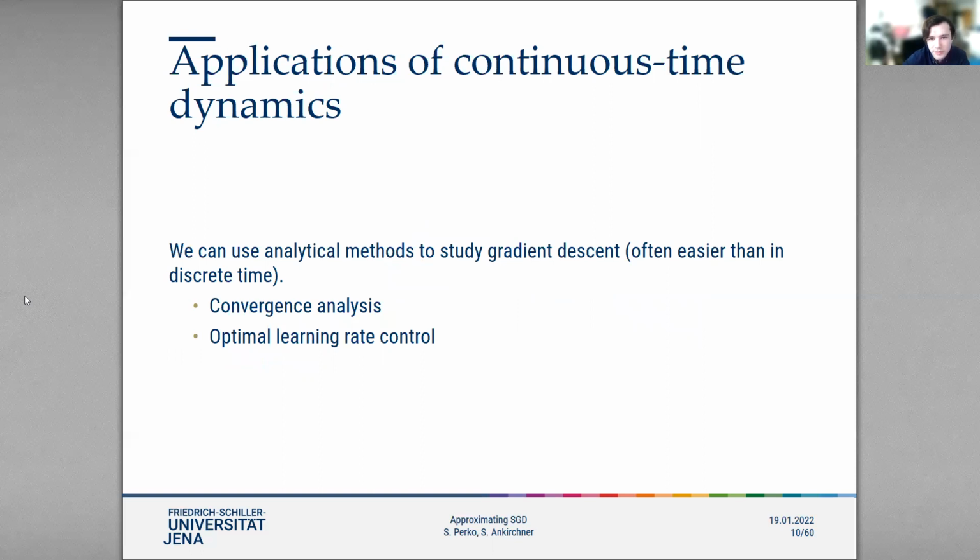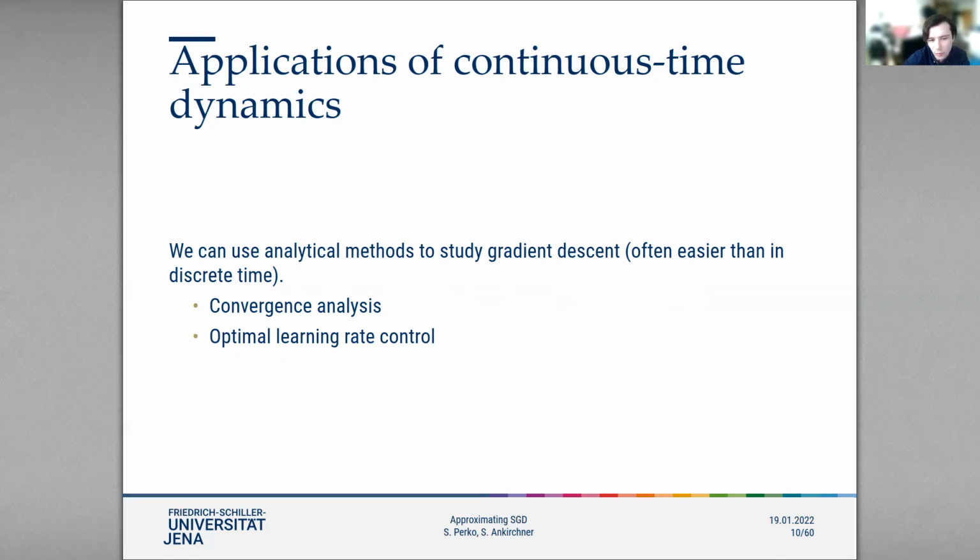And that kind of gives us an idea how we can start with our gradient descent process, but then pass to continuous time. And initially, this seems like we make things more complicated, but I think in the end, the opposite is kind of true, because now we can use all sorts of analytical methods to study the behavior of gradient descent. It's often easier to do this in continuous than in discrete time.